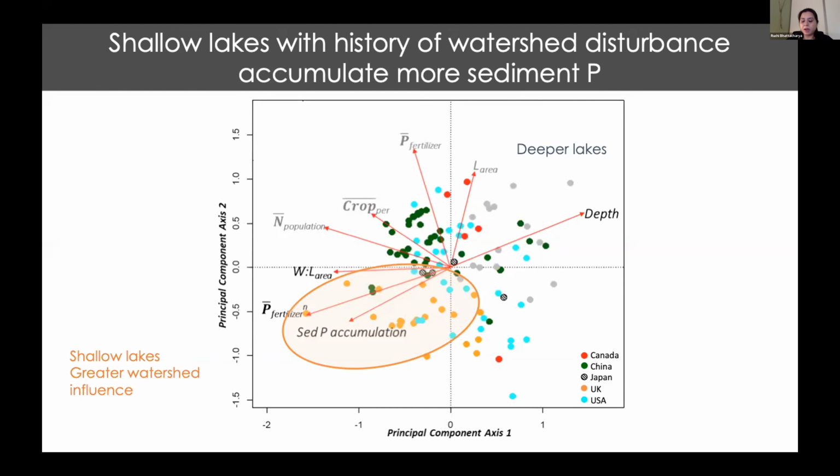Now, if you compare that with the green dots, which represent the lakes in China, they're all clustered together, have a relatively lower sediment phosphorus accumulation, but they're mostly driven by higher concentrations of crop, population, and fertilizer application.